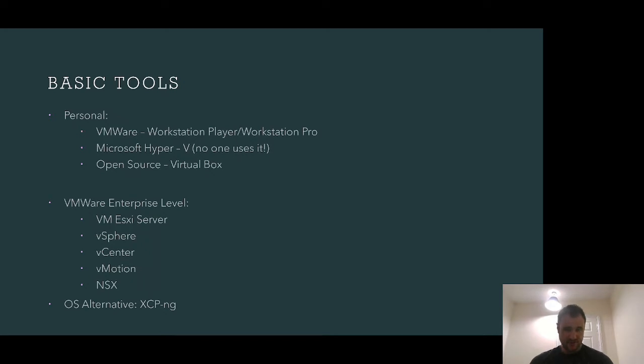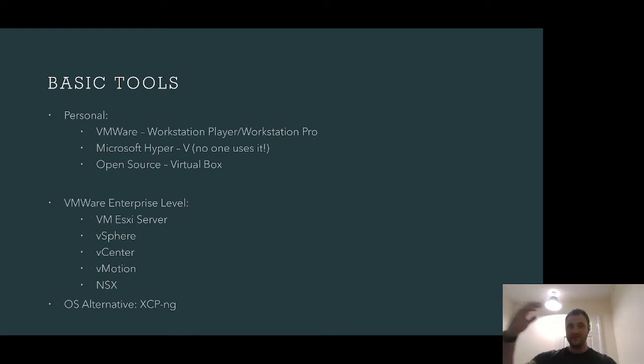So, some basic tools. I might have already mentioned a few. You've got VMware Workstation and Workstation Pro. Hyper-V, which no one uses, and more open source options like VirtualBox. If you're using VMware on your laptop, normally you'd have a Windows laptop, but because VMware really isn't supported on Mac, if you're using a Mac and you want to start virtualizing your own infrastructure, then you're going to have to use VirtualBox. When we talk about enterprise level, we've got ESXi server and vSphere.